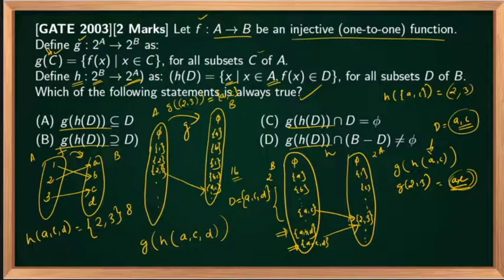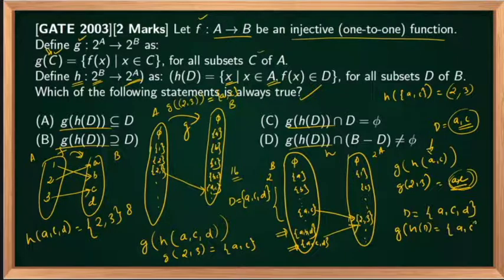Right? So G of 2, 3 is mapped to AC. So what we got is D is equal to ACD and G of H of D is equal to A comma C. Right? So now we know that choice B is wrong because G of H of D would have to be a superset of D, and that is wrong. A may be right. And if you see choice C, it says G of H of D intersection D is equal to the empty set. If I take the intersection of these two, it is not empty. Choice C is also wrong. And choice D says G of H of D intersection G of H of D is AC.